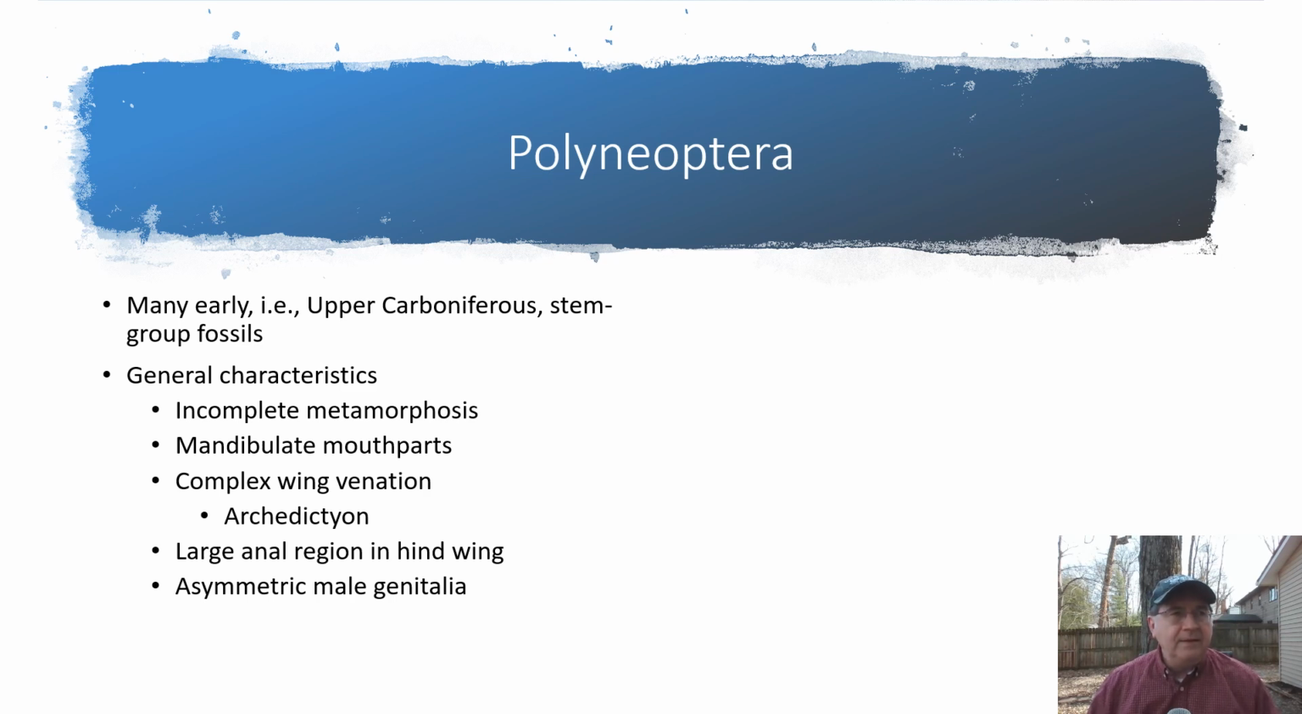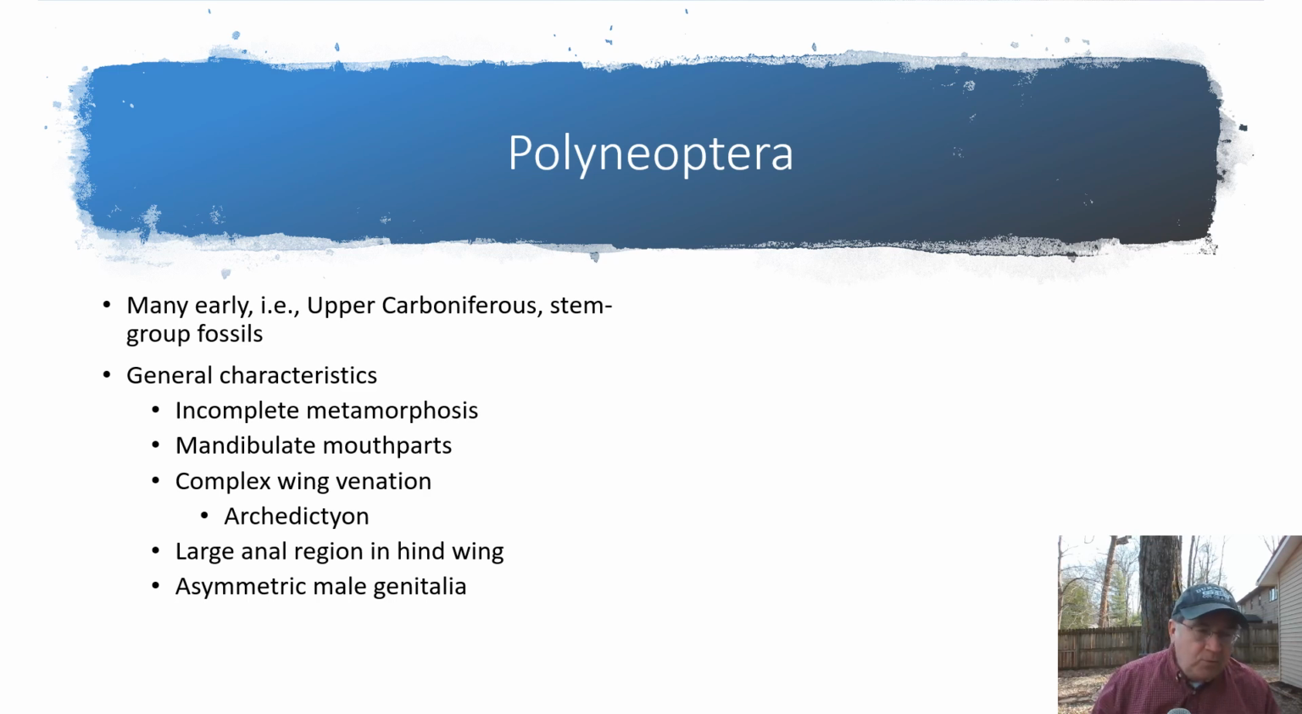Now, the trophic levels occupied by these species are all over the board. We have scavengers, we have phytophagous species, we have predaceous species, we have parasitic species, but in terms of the way their mouthparts are formed, they are basically mandibulate mouthparts.